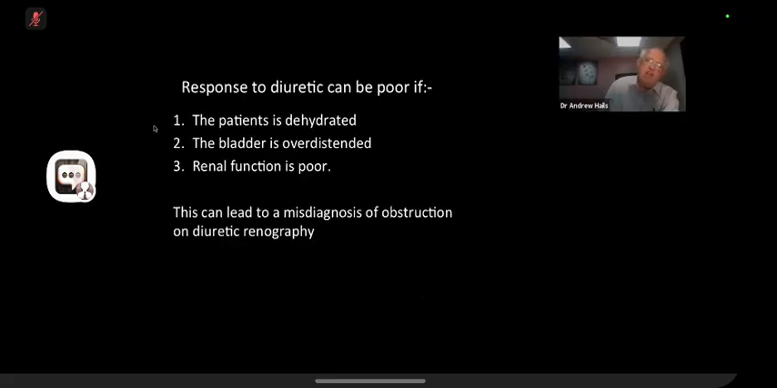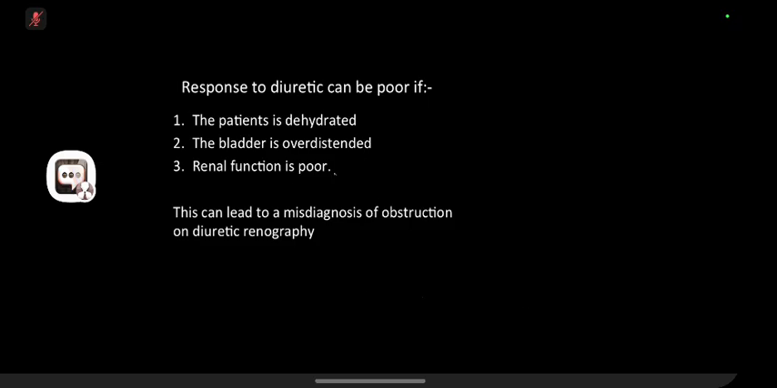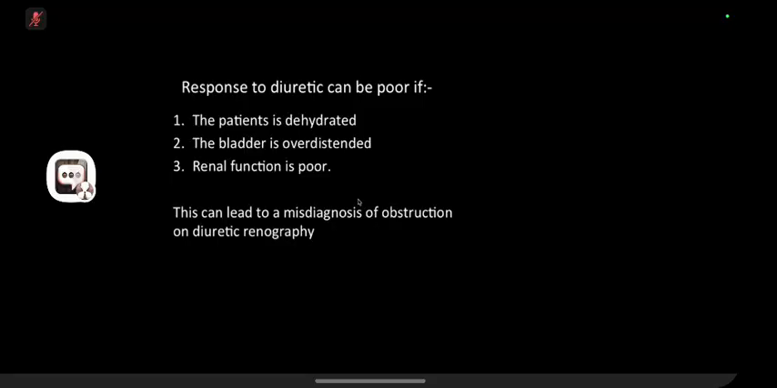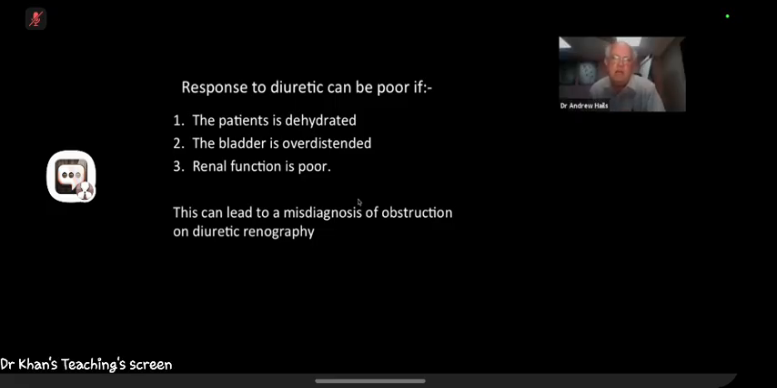Just to say that to make renograms work, the patient must be well hydrated. The bladder mustn't be overfull. Okay? And if the patient has very poor renal function, you will not get a response to diuretic. And that can lead to a misdiagnosis of obstruction, as we might see in a minute.